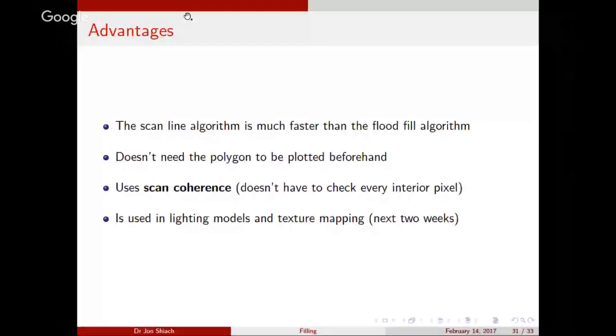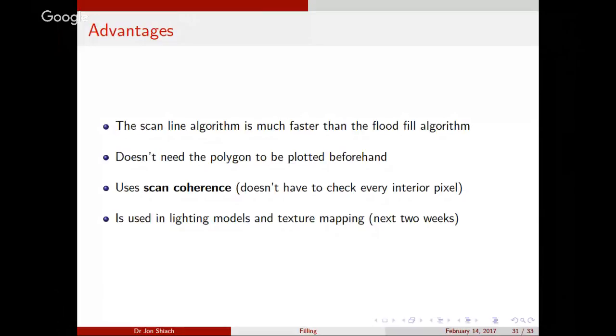Okay, so the advantages: much faster than flood fill. Remember, with flood fill, you're taking each pixel at a time. You fill in the pixel, then move into a neighbouring one, seeing if that can be filled, or illuminated, and doing that. So you're doing it pixel by pixel. With the scan line, you're doing whole rows of pixels at a time, much quicker.